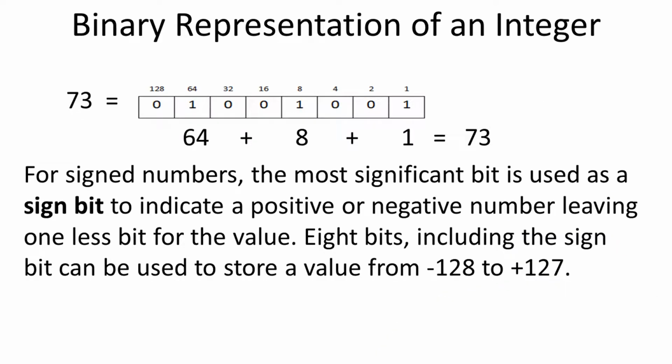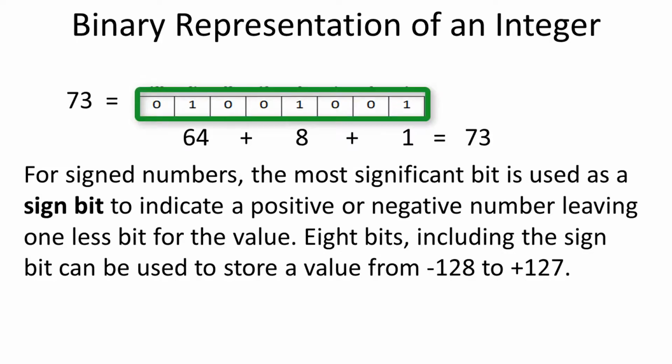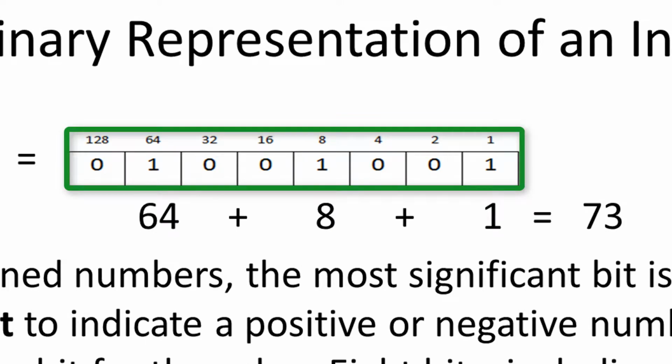For signed numbers, the most significant bit is used as a sign bit to indicate a positive or negative number, leaving one less bit for the value. A 0 in the sign bit position indicates the number is positive or possibly a 0, and a 1 in the sign bit position indicates a negative number. In this example, the number 73 is stored in a byte, which is only 8 bits. There is a 1 in bit values for 64, 8, and 1. Converting the binary value of 01001001 to decimal gives 73.